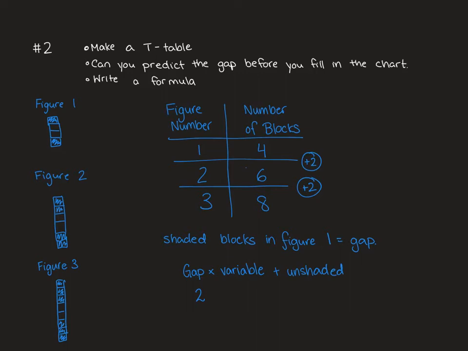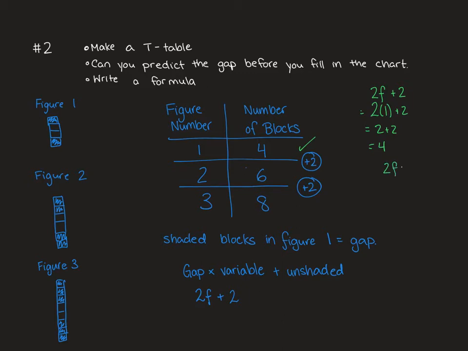So we could do it, if we're doing it times the figure number, we could do f plus, and how many unshaded blocks did we have at the beginning? 2. And then I'll just go in with a different color. If you want to double check if this is correct, you could go, okay, 2 times 1, we've got 2 times the figure number plus 2. So 2, our first figure number is 1 plus 2 equals 2 plus 2 is 4. So that works for the first row.